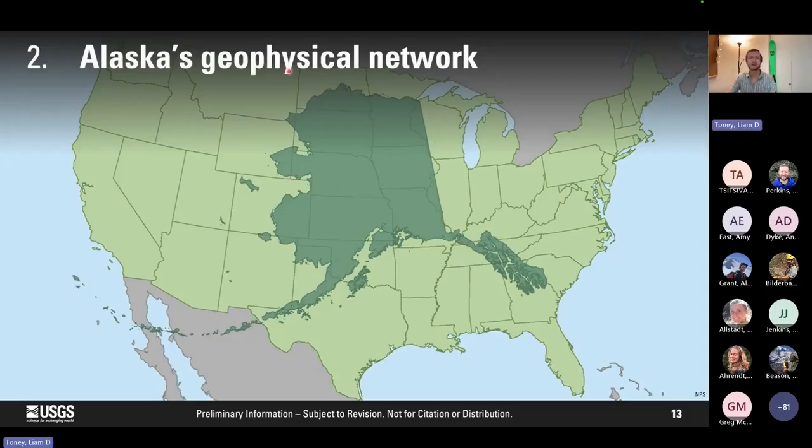Now I want to talk briefly about Alaska's geophysical network. I like showing this schematic just because it demonstrates how large Alaska is. It just shows that even the bulk of mainland Alaska is considerably larger than Texas. Sorry, Texas. And if you factor in the Aleutian Islands, which do have, for example, highly active volcanoes and large earthquakes, you have a really large spatial extent of state to monitor.